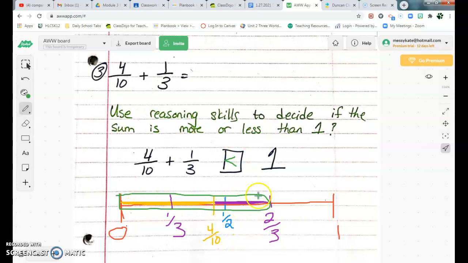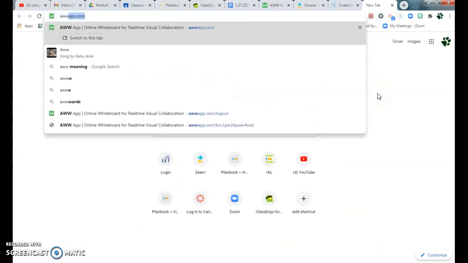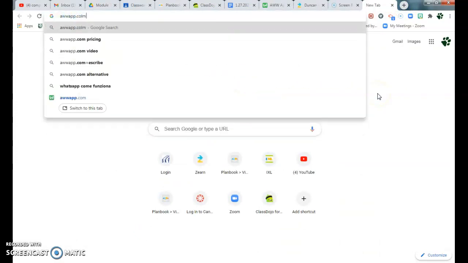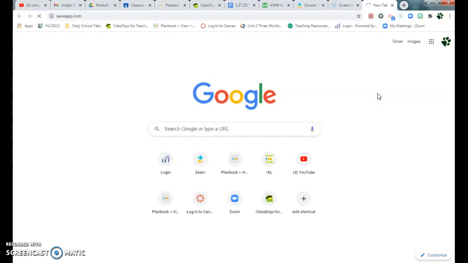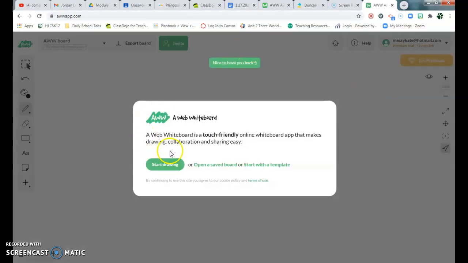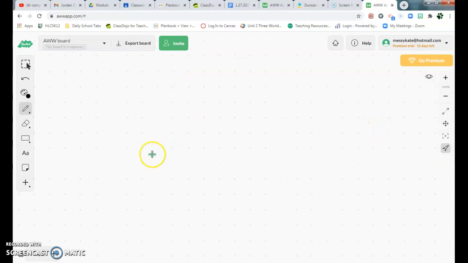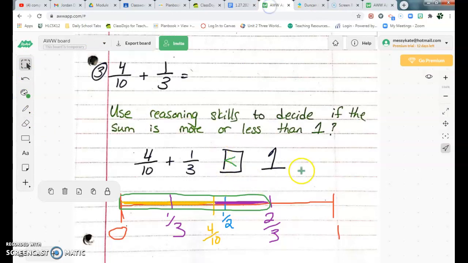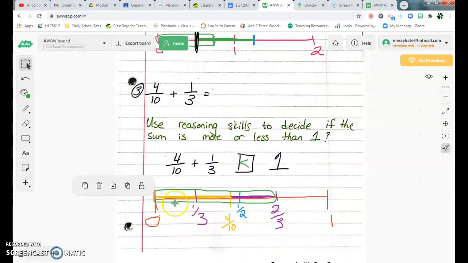Now, if you want to draw things out, you're more than welcome to. If you want to use this website that I'm using, this online whiteboard, to help you, where you can select the different colors once you draw them out, like I just did, you are more than welcome to do that. The website is called awwapp.com. It's going to take you there, and then you can just click Start Drawing. You don't have to log in. You can go ahead and draw and do what I'm doing if it helps you with your math problems when solving with benchmark fractions.